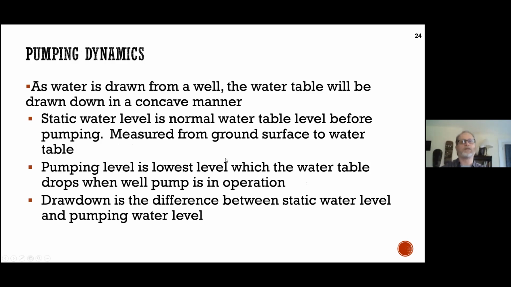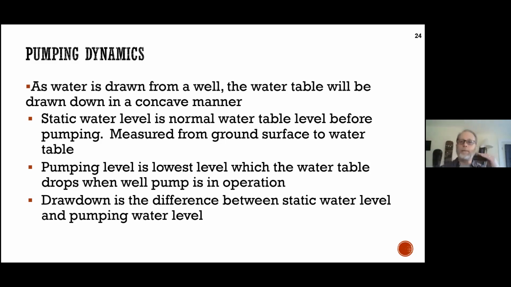So as we talked about, when a pump is installed in a well and turned on, the water table will be drawn down. And we've sometimes called that a cone or a circle of influence. The static level or static water table is that highest level that the water table reaches before a pump is turned on, right? And we measure it typically from the top of the ground. You had some math questions on that, right? Top of ground down to the water table.